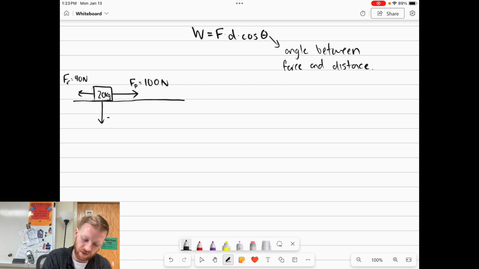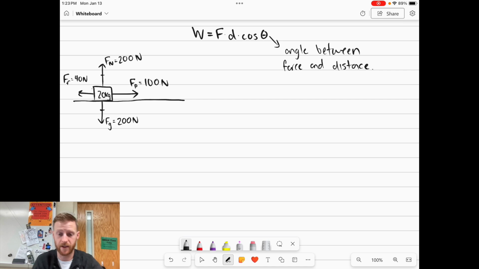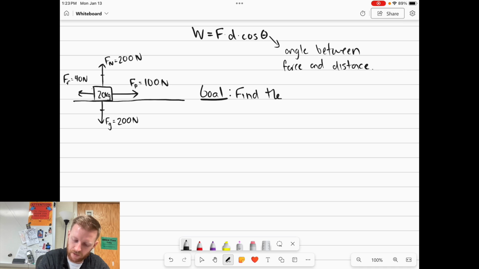Its weight, which is the force of gravity we know as mg, is going to be 200 newtons down. And because I'm on a flat surface, the normal force and the force of gravity are going to be equal to each other, also at 200 newtons. And my end game here, my goal, is to find the total work done on the object.